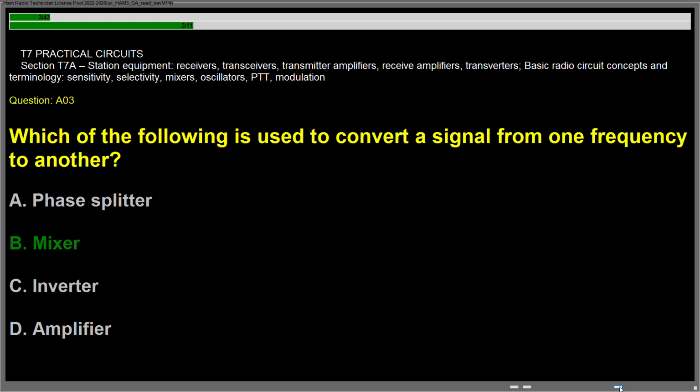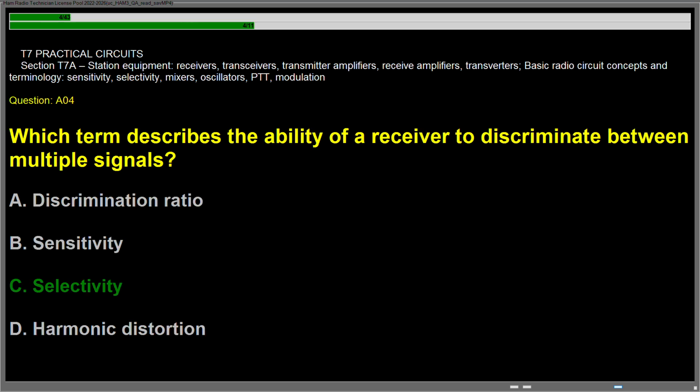Question Alpha 03, which of the following is used to convert a signal from one frequency to another? Answer is B, mixer. Question Alpha 04, which term describes the ability of a receiver to discriminate between multiple signals? Answer is C, selectivity.